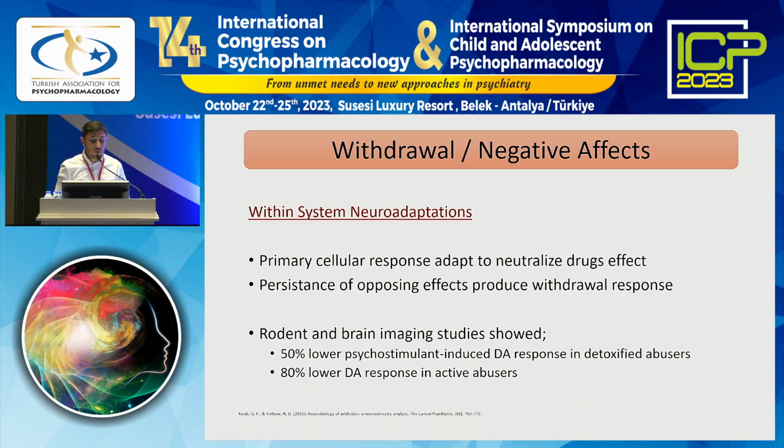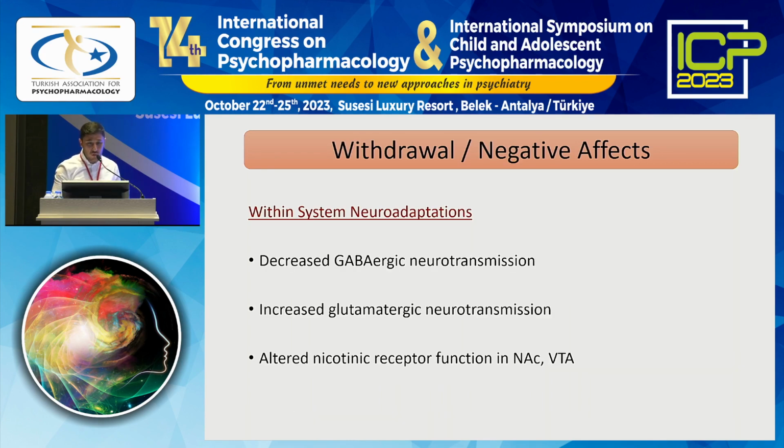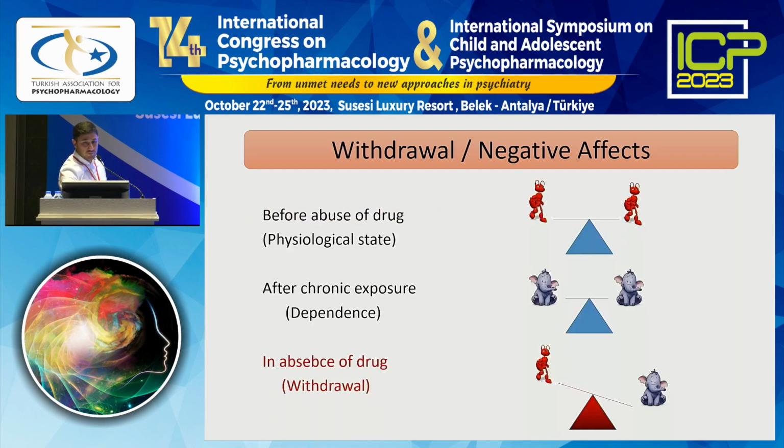For active users, you can see that this is more dramatic because the response decline is up to 80%, which means that neuroadaptive change is quite significant in these individuals. Within this system, we can also expect decreased GABAergic neurotransmission, increased glutamatergic neurotransmission, and an altered response.